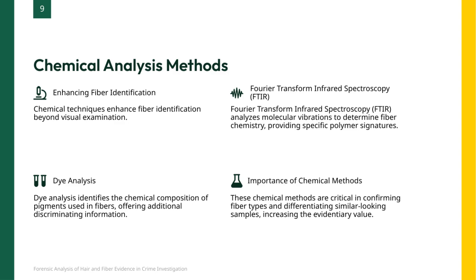Another important approach is dye analysis, which looks at the chemical composition of the pigments used on the fibers. This provides extra details that help distinguish fibers that might otherwise appear very similar. Overall, these chemical methods are vital because they confirm the fiber types more accurately and help differentiate samples that look alike, greatly enhancing the strength of the evidence.